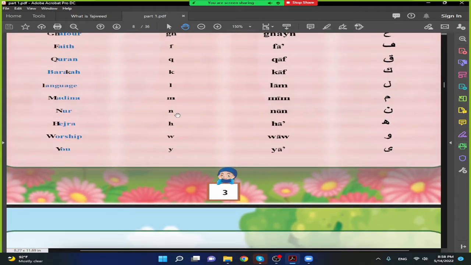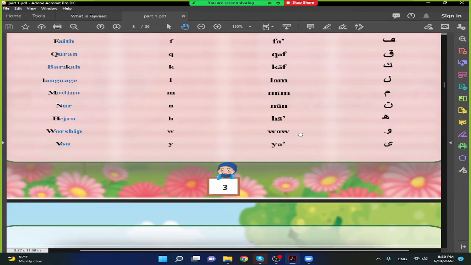Noon starts with the N sound like in the word Noor. Ha starts with the H letter like in the word, are you with me? Yeah. But you're not saying anything. At least you have to say okay, yes, so I can realize that you're sitting there. Okay, ha starts with the H letter like in the word Hijra, okay? That Prophet Sallallahu Alaihi Wasallam did from Makkah to Medina. Hijrat, Hijra. So ha starts with the H like in the word Hijra, okay?